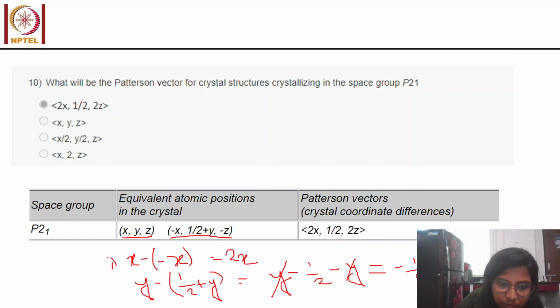So this x is number 1, y is number 2, then number 3 is for the z. So z minus z, and this is z, okay. This is the thing. And if we look at the options, we will get this.